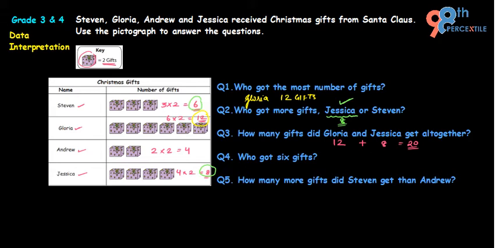Moving ahead, they are asking us, who got 6 gifts? Stephen is the one who has got 6 gifts. So our answer to this question would be, Stephen got 6 gifts.